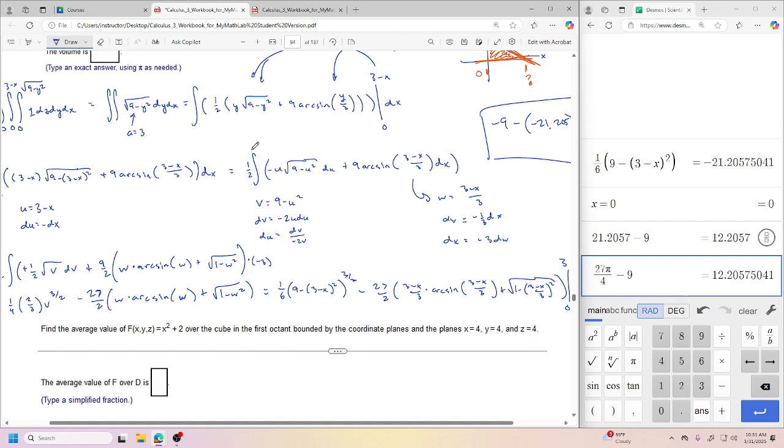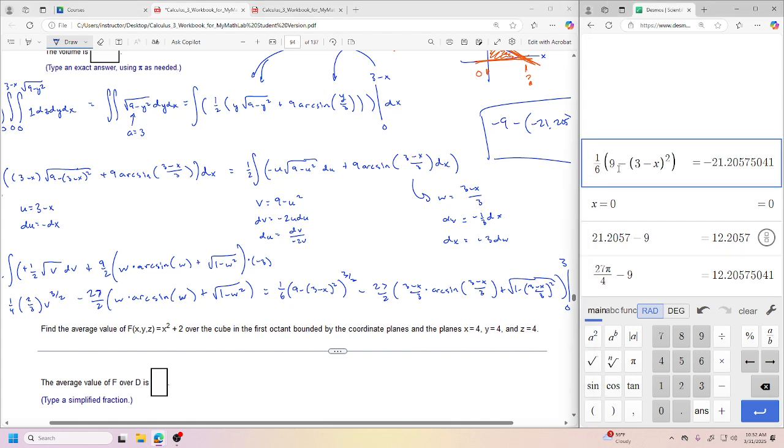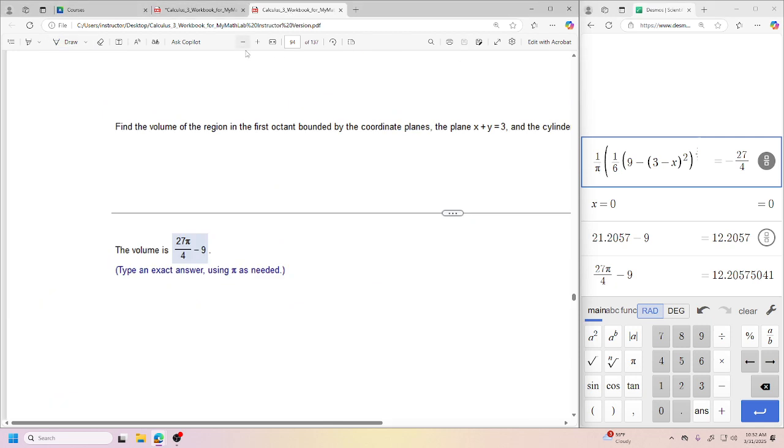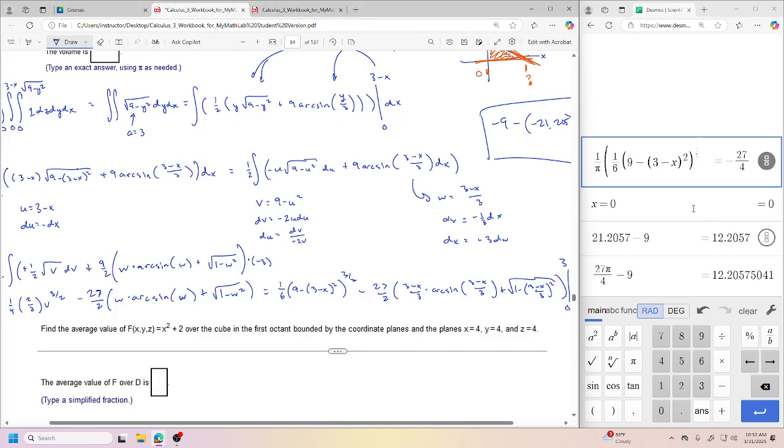Math time! Okay, so yeah, but we need to still get that pi out of there. We are so close. Let me just try 1 divided by pi in the front. Oh yeah, I need to do parentheses around the whole thing. That's right, 1 over pi. Solid. We got it.